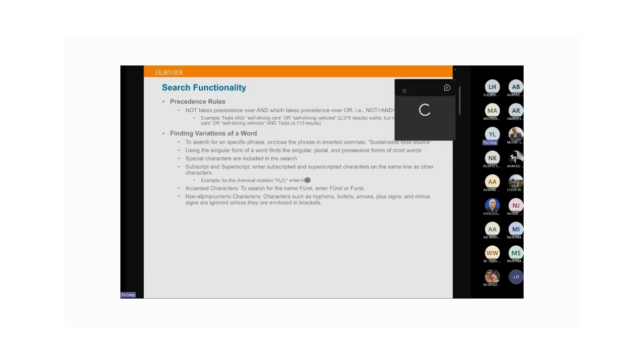And for accented characters, like some countries in Europe, they have their special or extended characters. In this example, we have a researcher from Germany named Fürst, F-umlaut R-S-T. So when you want to search, you can just enter F-U-R-S-T. ScienceDirect will search F-U-R-S-T, and at the same time, automatically, it will search for F-umlaut R-S-T as well.